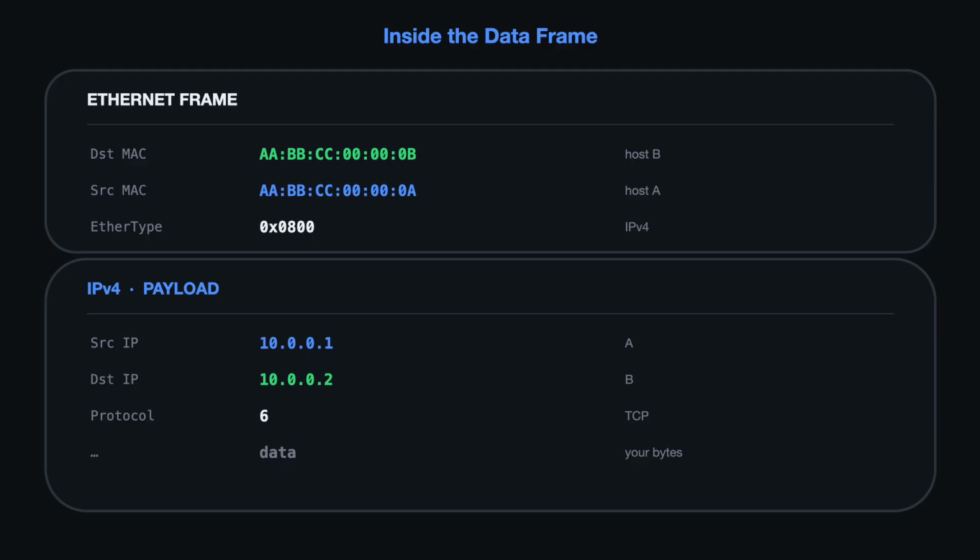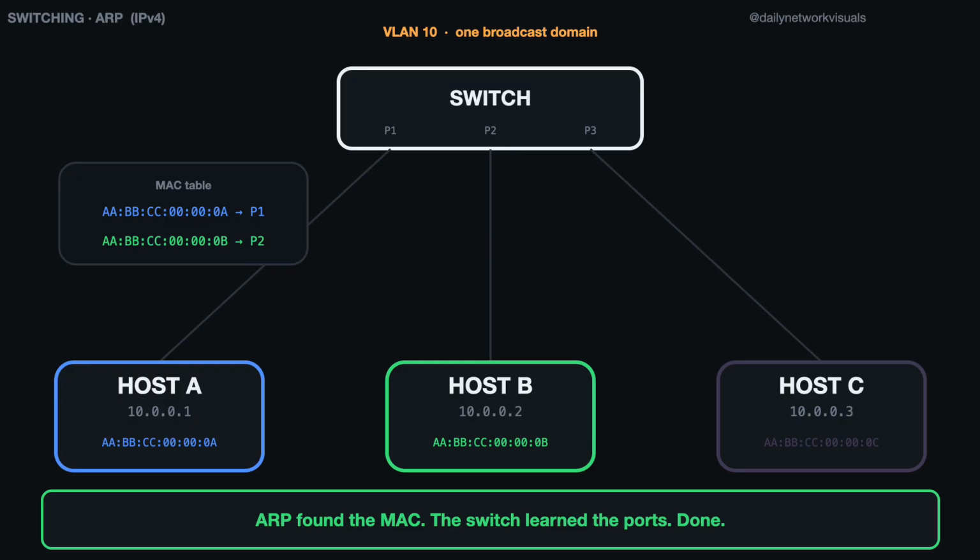If you look at the data frame, the destination is B's MAC address. Ether type is set to 0x0800 for IPv4, carrying the IP packet from host A to host B. That's the whole story. ARP found the MAC, the switch learned the ports, and A and B talk directly.